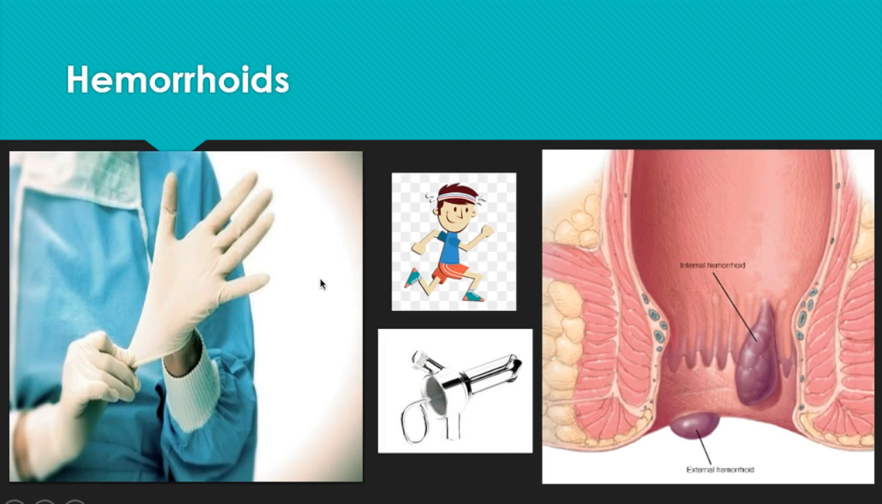Hemorrhoids are the next topic. There's internal and external. The internal ones are above the dentate line, this line here. These ones have painless bleeding. These ones are not painless. These ones can become thrombosed.